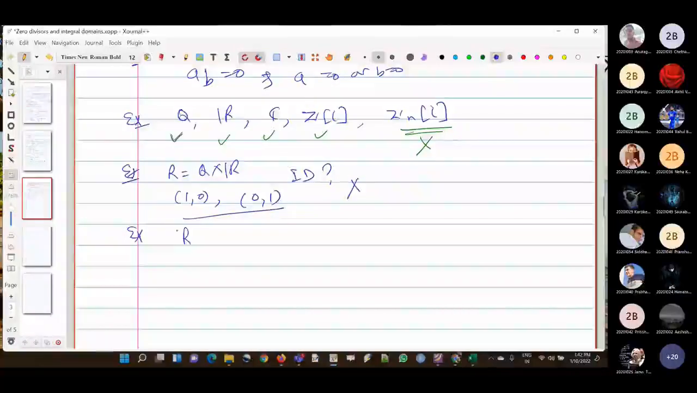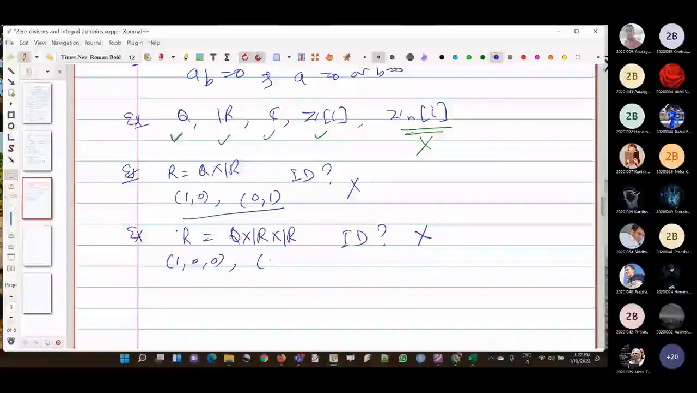Another, if we take the ring R cross Q, and R. What about this? Integral domain or what? No, sir. You can write like this: (1, 0, 0), and then you take another element (0, 1, 1), multiply them element wise. So this is not again. Next example.